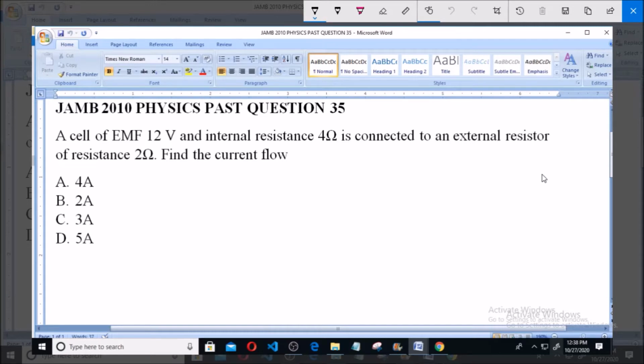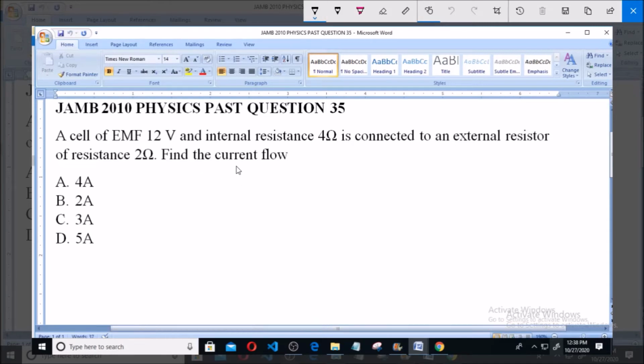A cell of EMF 12 volts and internal resistance 4 ohms is connected to an external resistor of resistance 2 ohms. Find the current flow. A. 4 amps, B. 2 amps, C. 3 amps, D. 5 amps.